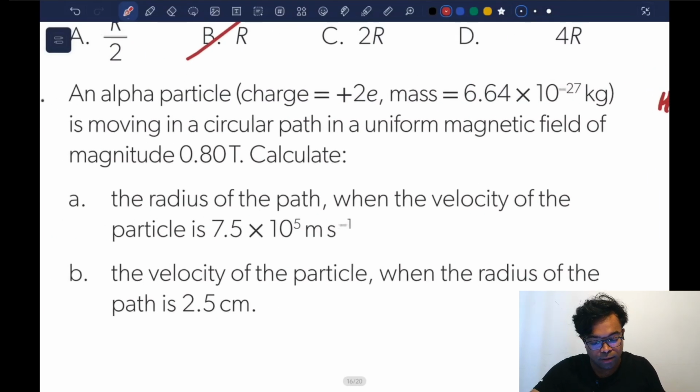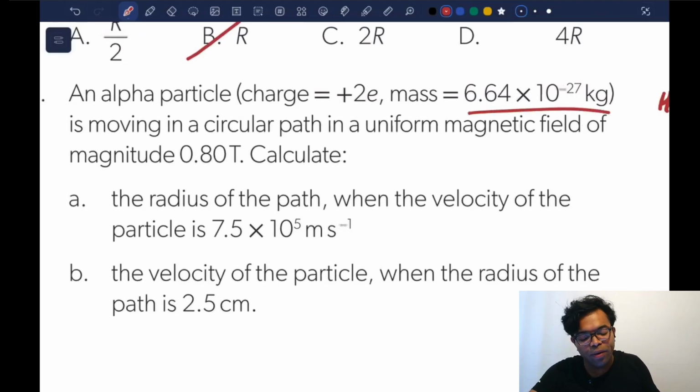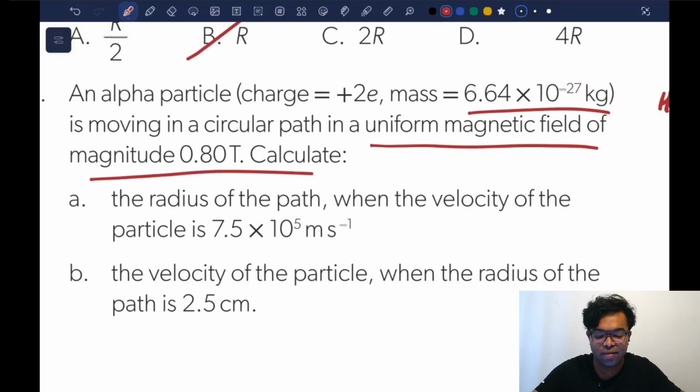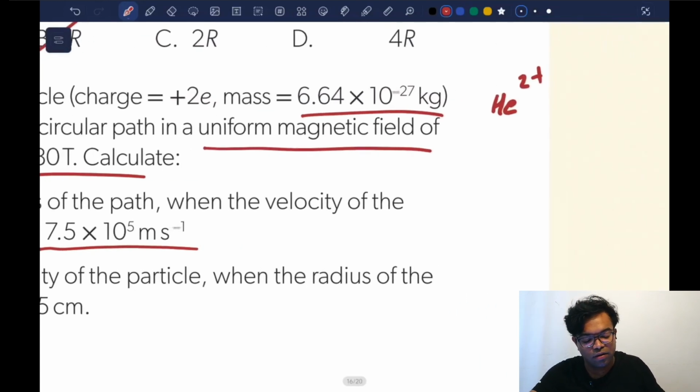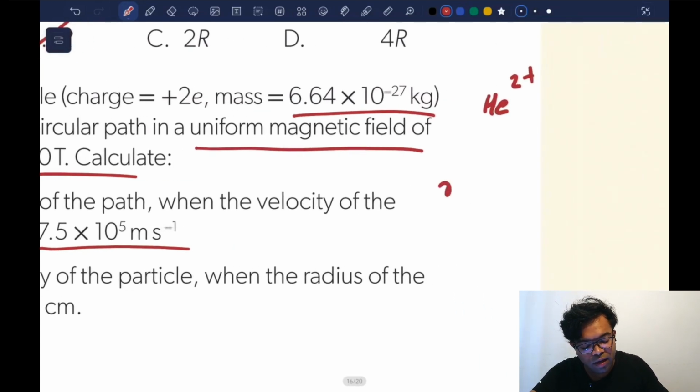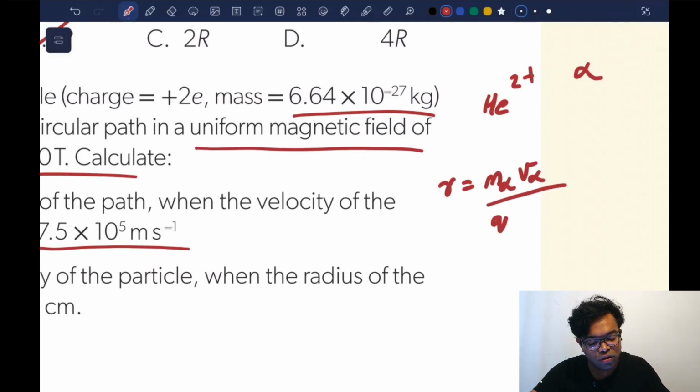Okay, so an alpha particle, charge 2 plus, mass has been given to you, is moving in a circular path in a uniform magnetic field of magnitude 0.8 teslas. Calculate the radius of the path when the velocity of the particle is 7.5 into 10 to the power 5 meters per second. So again, we'll use the same formula. R is equal to the mass of the alpha particle multiplied by the velocity of the alpha particle upon the charge of the alpha particle and the magnetic field.